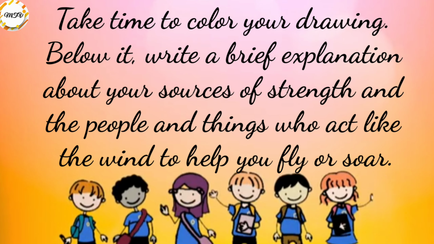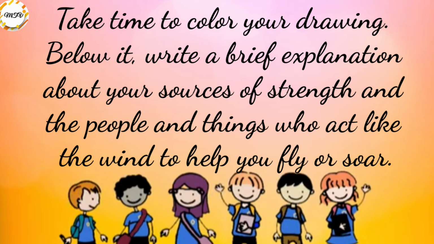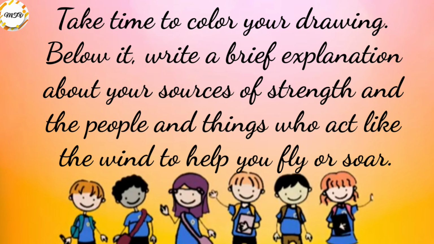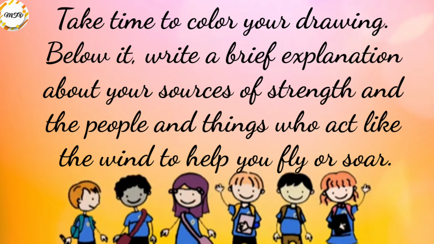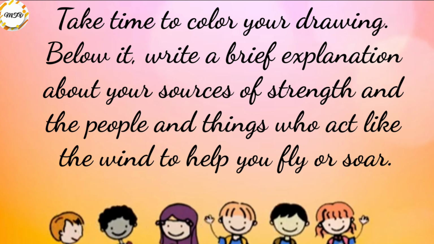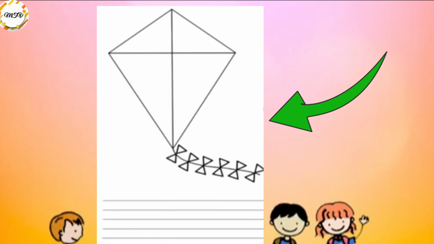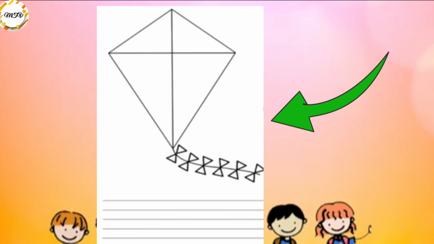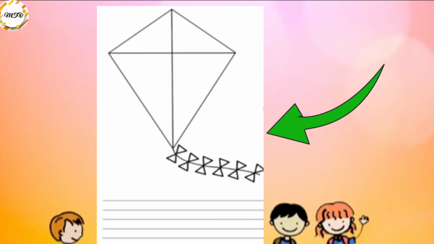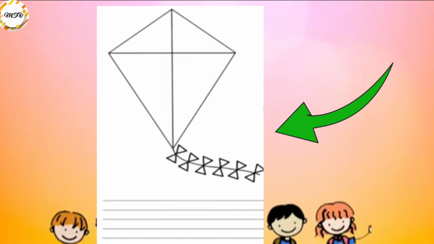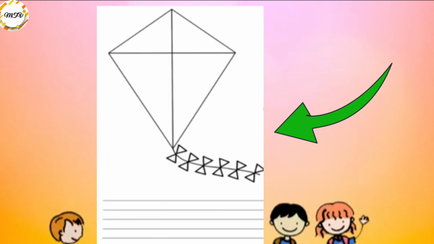Take time to color your drawing. Below it, write a brief explanation about your sources of strength and the people and things who act like the wind to help you fly or soar. This is the explanation. My sources of strengths are mostly coming from my family and God. They are the ones who supported me all through my problems and during the time I am weak. Here is the actual format of the kite. After drawing it, you color it, answer each corner, and write your explanation below.